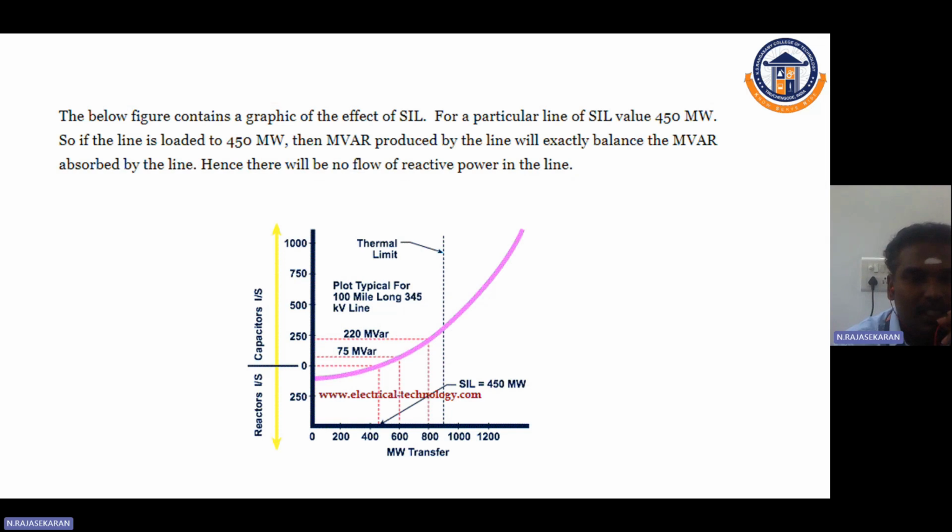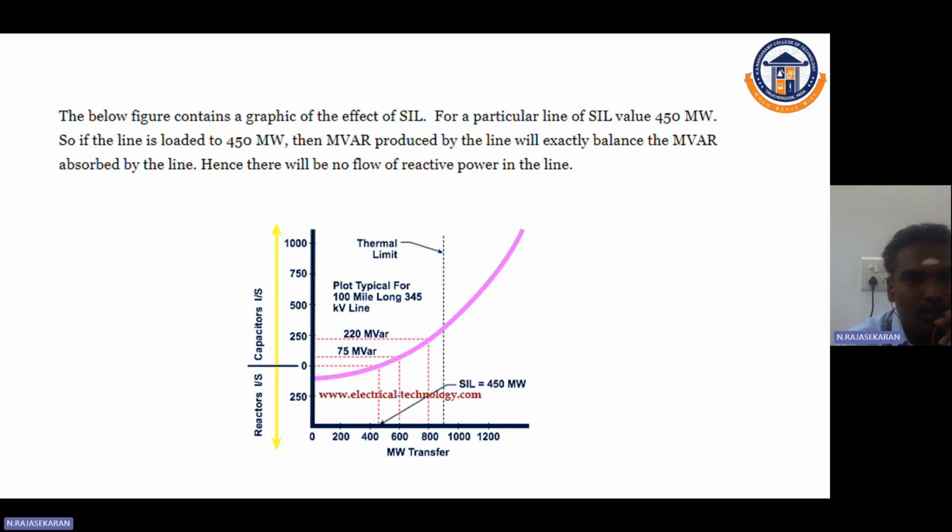So this picture will clearly indicate the effect of surge impedance loading. The figure below contains a graph of the effect of SIL, surge impedance loading, for a particular line of SIL value 450 megawatt. If the line is loaded to 450 megawatt, then the MVAR produced by the line will exactly balance the MVAR absorbed by the line. Hence, there is no flow of reactive power in the line. So this is very important.